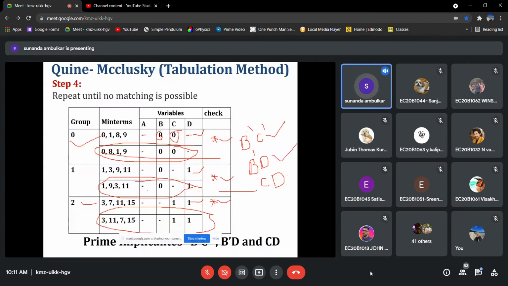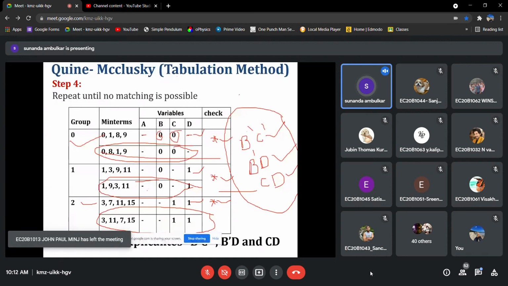After finding the prime implicants, our main motive is to find the essential prime implicants, because the essential prime implicants are the terms which make the Boolean expression minimal. We want our Boolean expression to be minimized. This is a very simple example with only 3 prime implicants, but if the complexity increases, we can get multiple prime implicants, and among those we have to find the essential prime implicants.